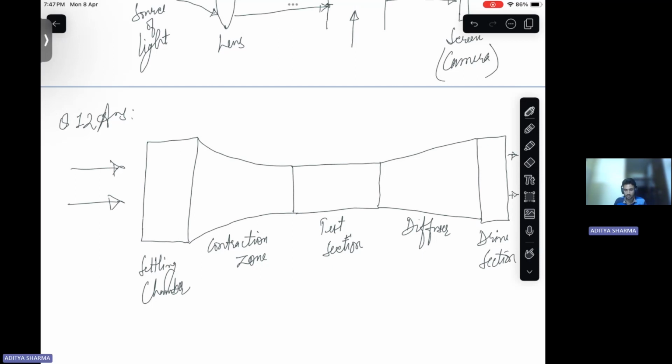So how there is a flow in this wind tunnel is that at the drive section we have a fan, right? So it sucks in the air, and this way there is a flow in the subsonic wind tunnel. And starting with the settling chamber, it has this honeycomb-like structure inside it.